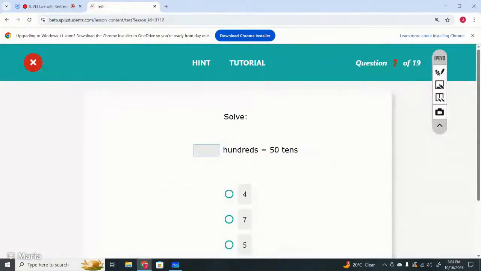Fifty tens equal how many hundreds? 50 tens equal 500s. Option number 3 is the correct option.